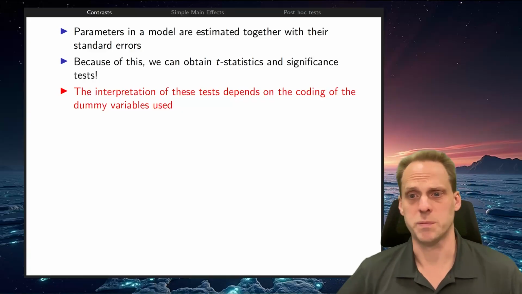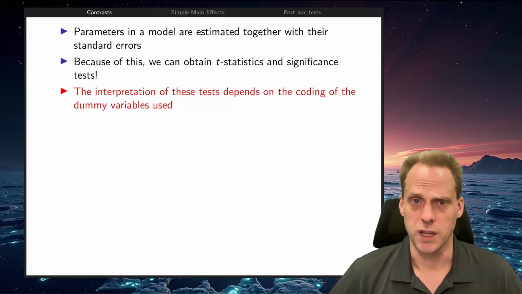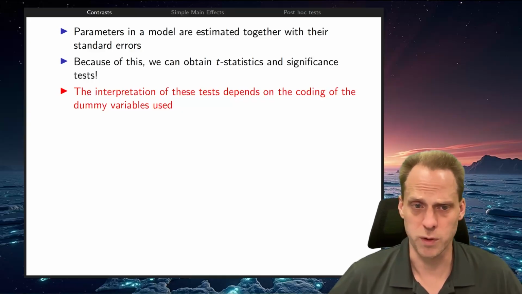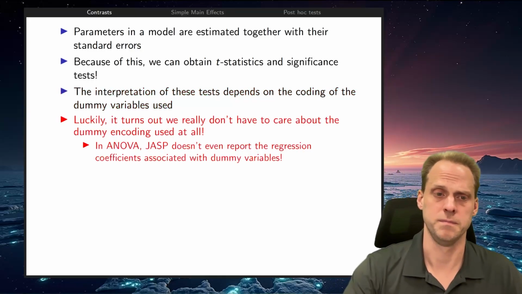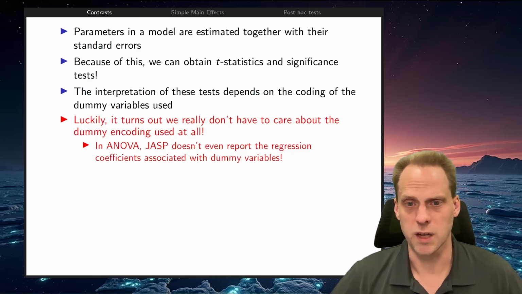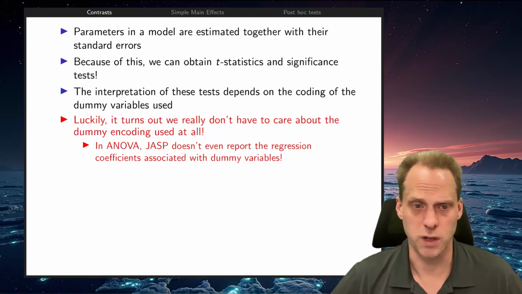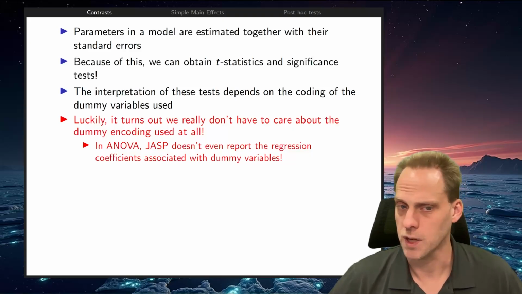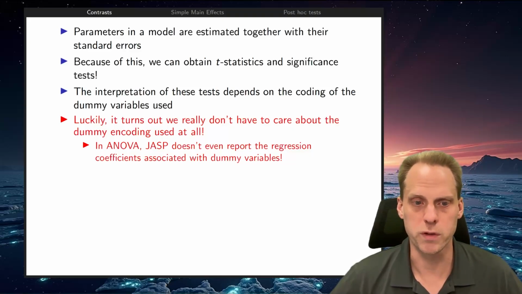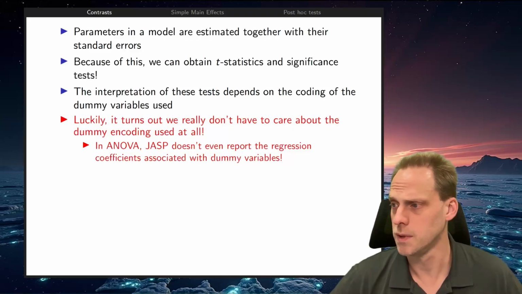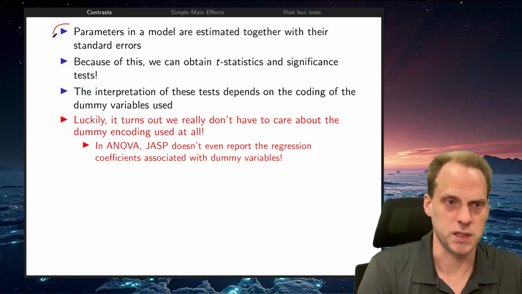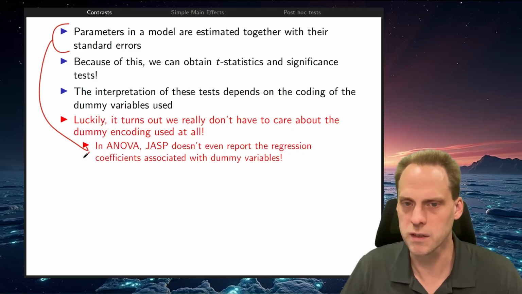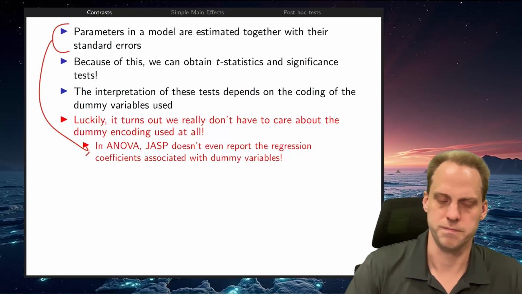The interpretation of these depends on the coding of the dummy variables used, and you don't get to choose it in JASP because JASP will do the dummy variable coding for you already. Luckily, it turns out that we really don't have to care about the dummy coding at all. In ANOVA, JASP doesn't even report the regression coefficients associated with dummy variables. JASP does this, but then it doesn't actually report these parameters. It is in there, it just doesn't report it.